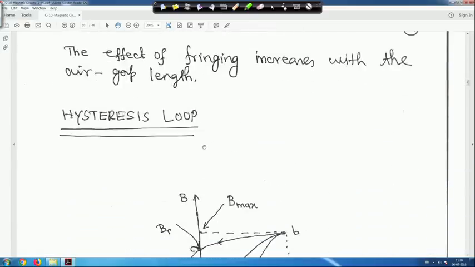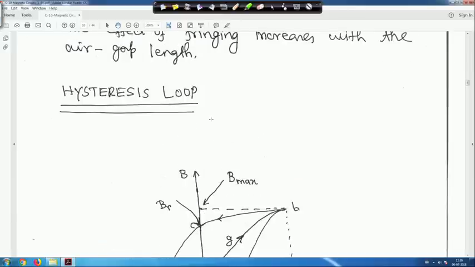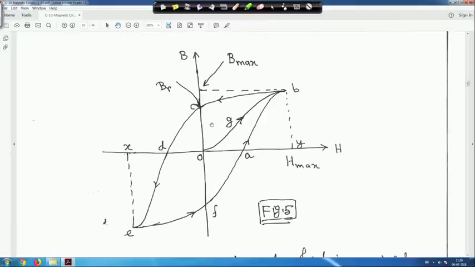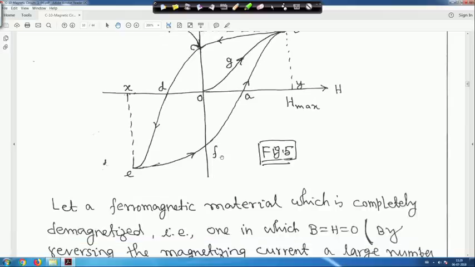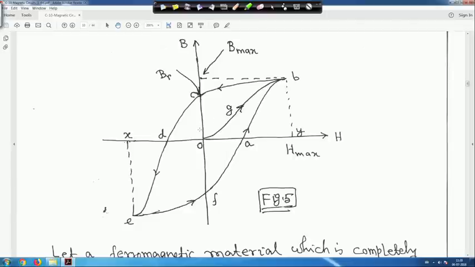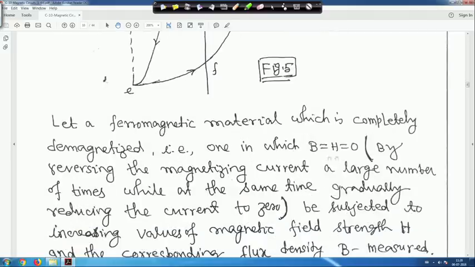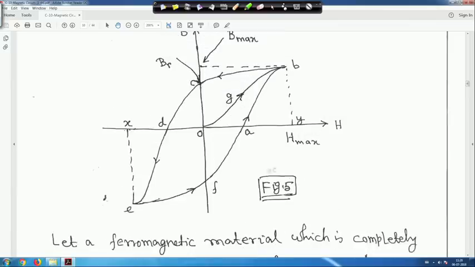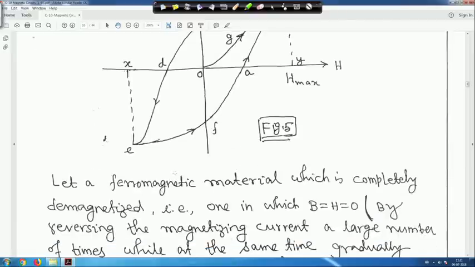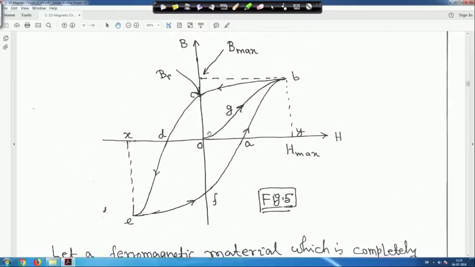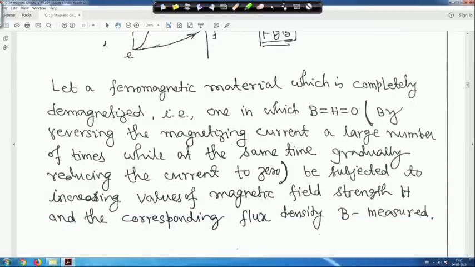Now, next is the hysteresis loop. Here we have to understand what the hysteresis loop is, because we will see this in magnetic circuits. Suppose this is drawn in figure 5. Let a ferromagnetic material be completely demagnetized, that is one in which B is equal to H is equal to 0. Now, if you want to completely demagnetize the ferromagnetic material, before going to that figure, you have to make B equal to H equal to 0.